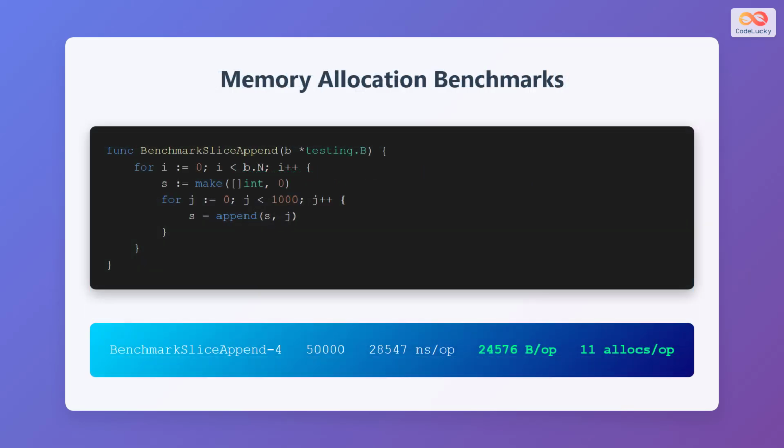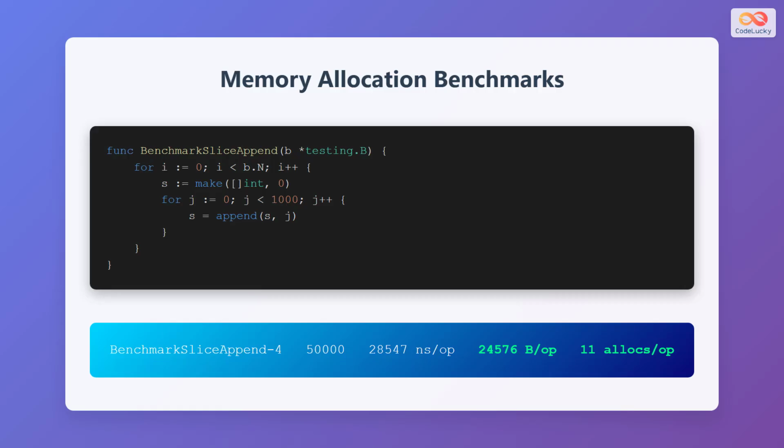Now, let's look at memory allocation benchmarks. Here is an example code block. The code defines a benchmark function, BenchmarkSliceAppend, that benchmarks the appending operation of a slice. Inside the benchmark function, a loop iterates b.N times. In each iteration, a slice of integers s is created with 0 length. Then, another loop runs 1,000 times, appending the current value of j to the slice s.